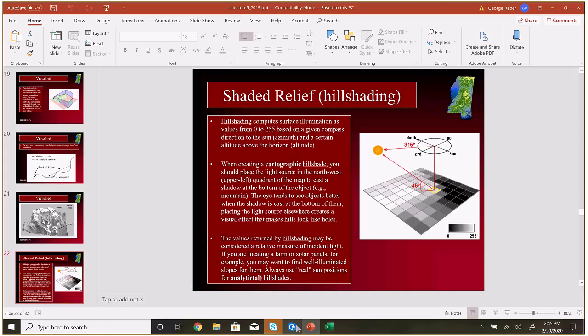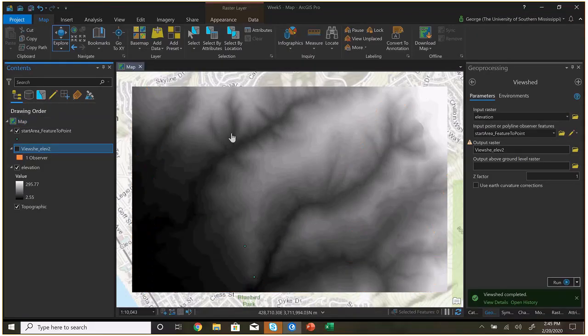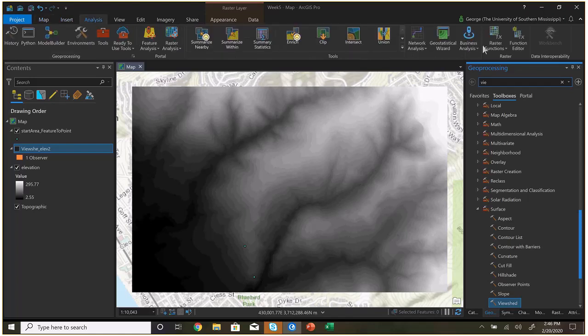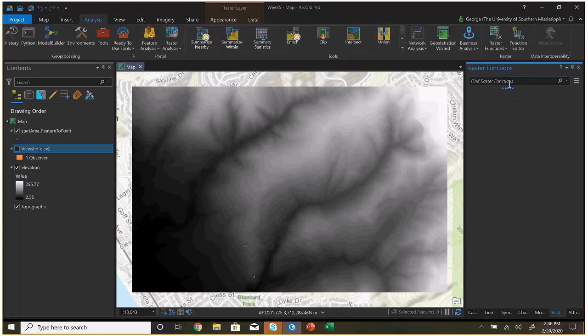So look at this. This is my Laguna Beach data set. And you all understand, because now you've looked at DEMs a little bit, that these areas are low and these areas are high. But I'm going to do this as a raster function.